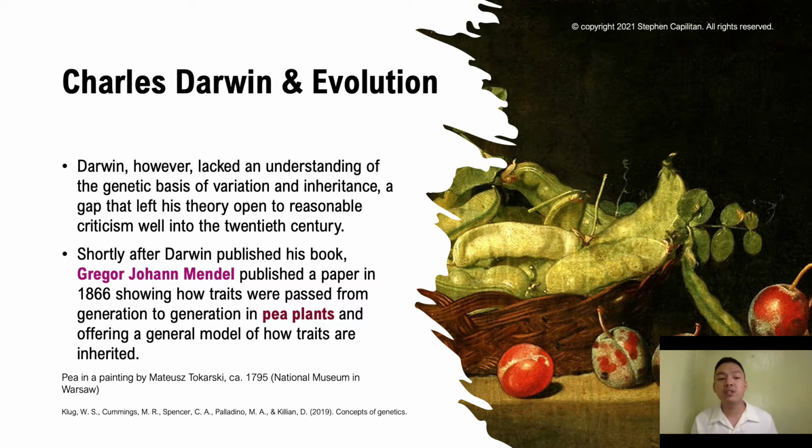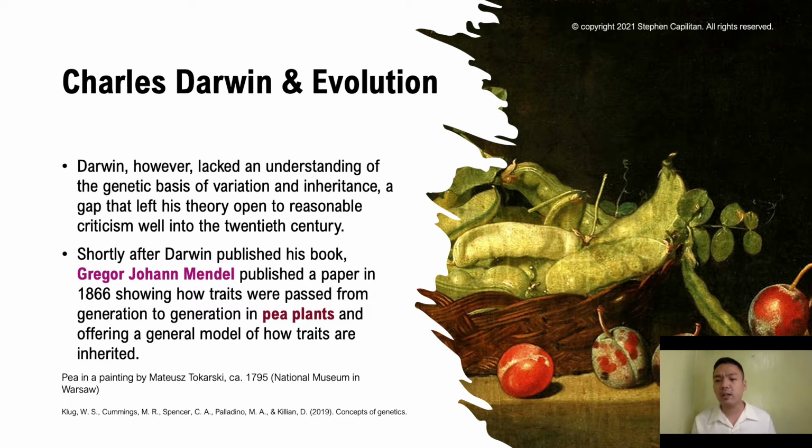Shortly after Darwin published his book On the Origin of Species, Gregor Johann Mendel, an Augustinian monk, published a paper in 1866 showing how traits were passed from generation to generation in pea plants and offering a general model of how traits are inherited. This is a very big breakthrough in genetics, because Mendel's research was little known until it was partially duplicated and brought to light by Karl Correns, Hugo de Vries, and Erich von Tschermak around 1900.